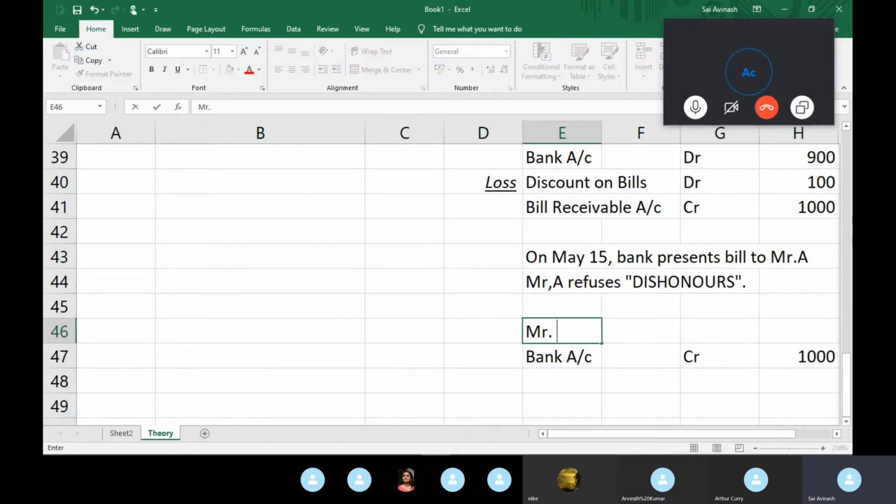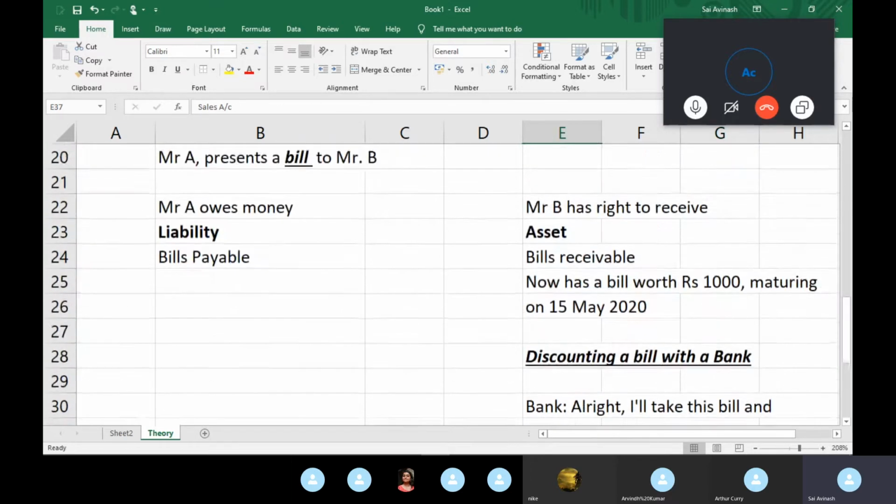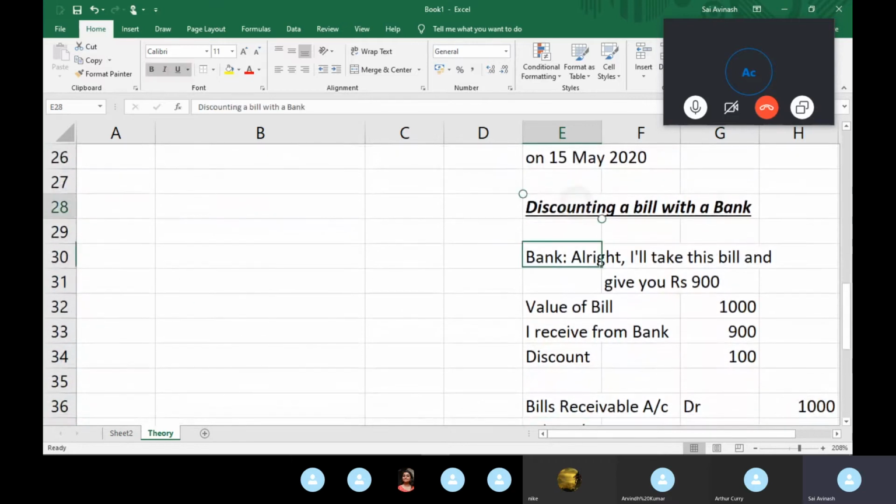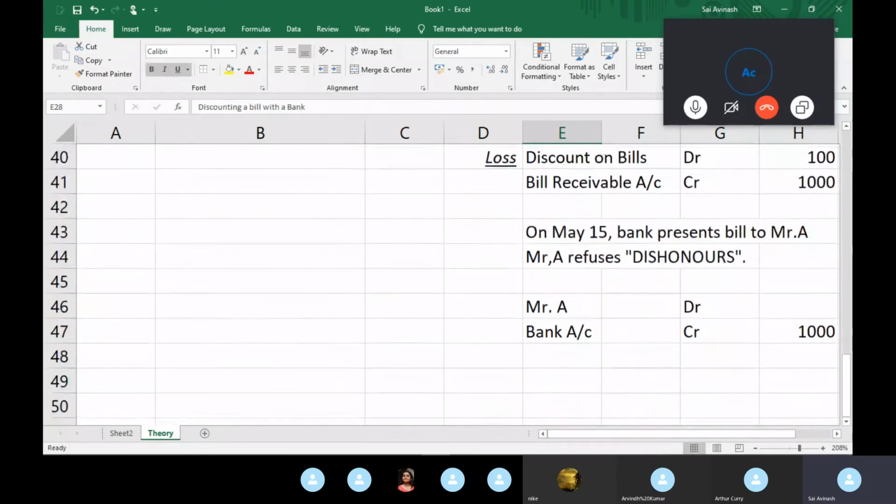So I'm just going to go ahead and debit Mr. A. And I don't want to go into too many difficult concepts right now. This is an entirely different chapter called bills of exchange, and I'm not teaching the chapter right now. I'm just giving you an idea of what a bill is, right? That's number one, and what is discounting a bill with a bank, and what is dishonoring the bill. These three ideas. So I'm saying that Mr. A now directly owes me 1,000. So I have a debtor now, and my bank balance is reduced.